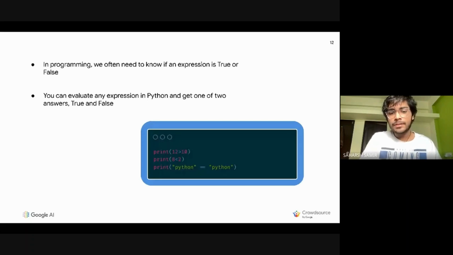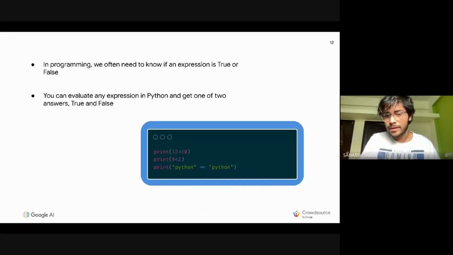So in our example here, we are looking at three different statements. The first one is: is 12 greater than 10? We want to know if it is true or not. Obviously it is true, and it will print true to the console. Another example is 8 less than 2. It would print false. And in the third example, we are just comparing two strings and seeing if they are equal or not. Here both Python and Python are equal. That would also print true.